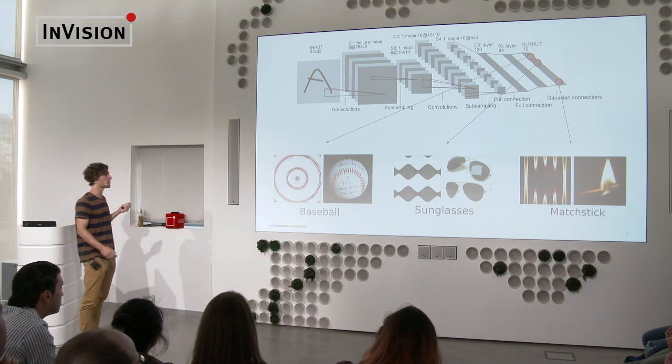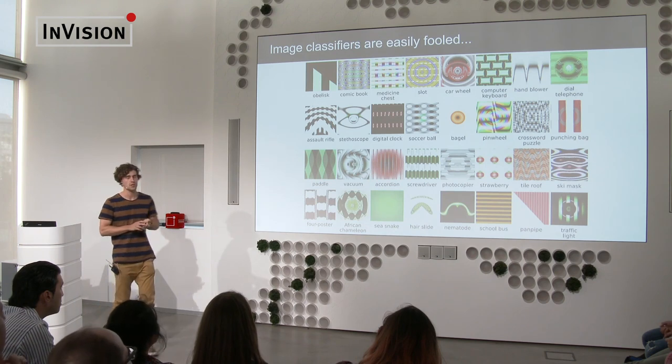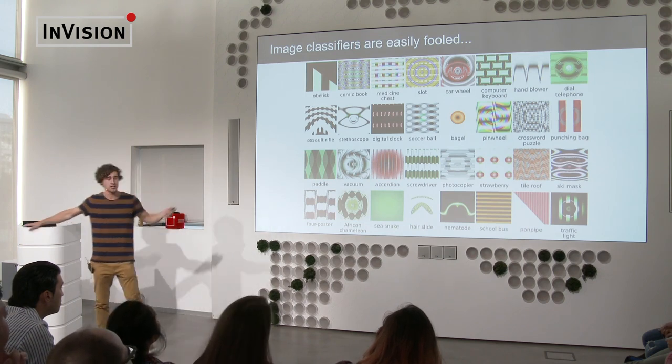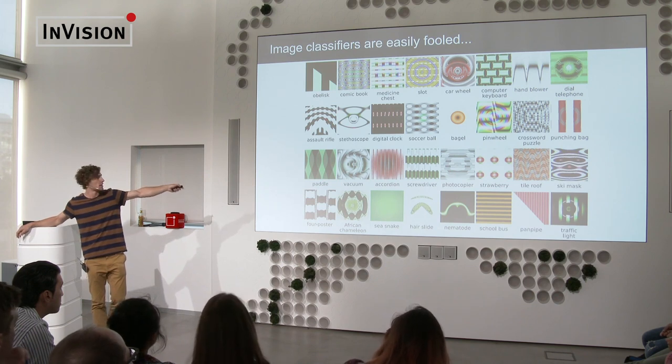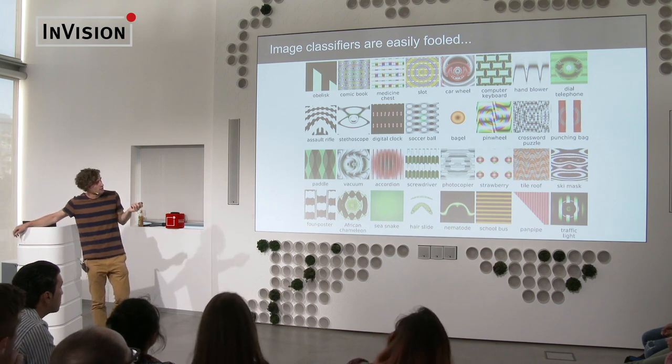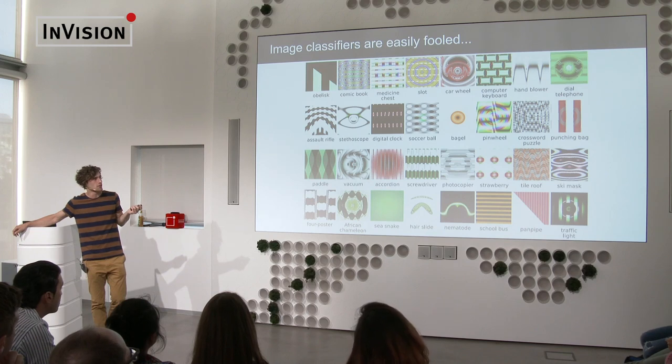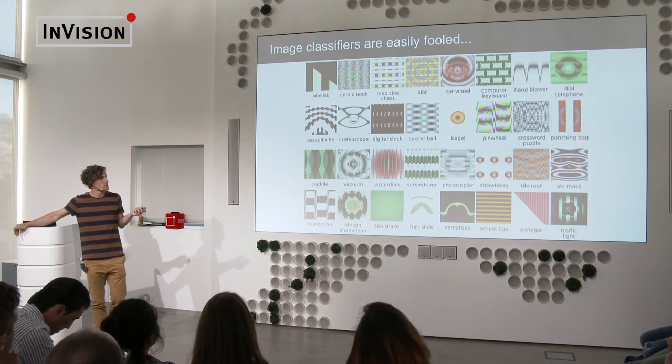But it turns out in the same paper, there were a bunch of other examples where it's much less clear what is going on. So here, every single one of these images, if you feed it to the network, it will spit out the category that's below it. And for some of them, for example, the computer keyboard, it's kind of still intuitively clear.